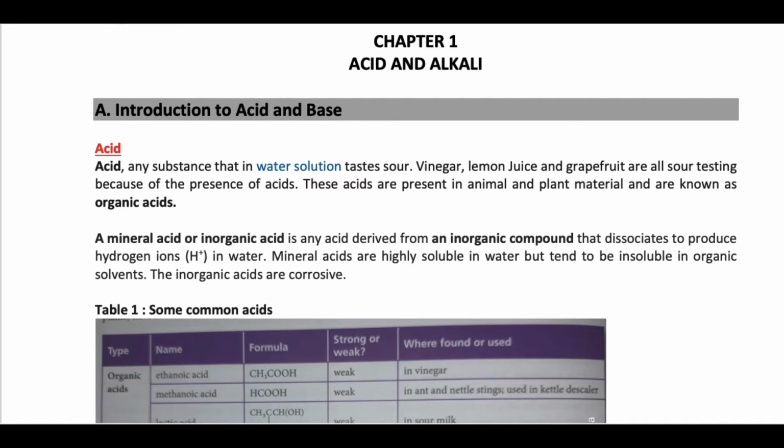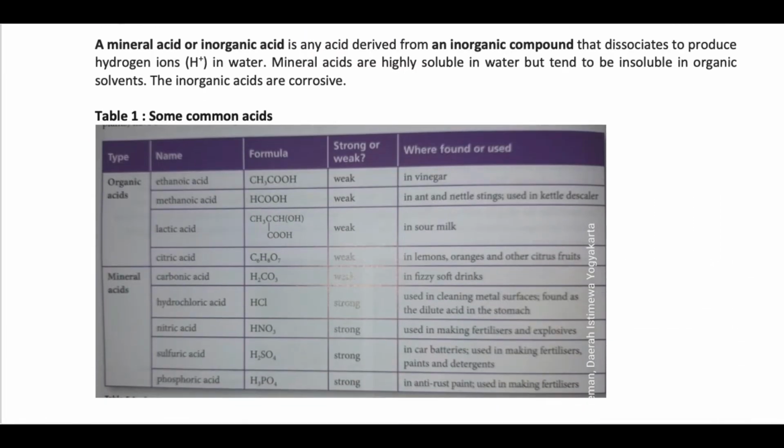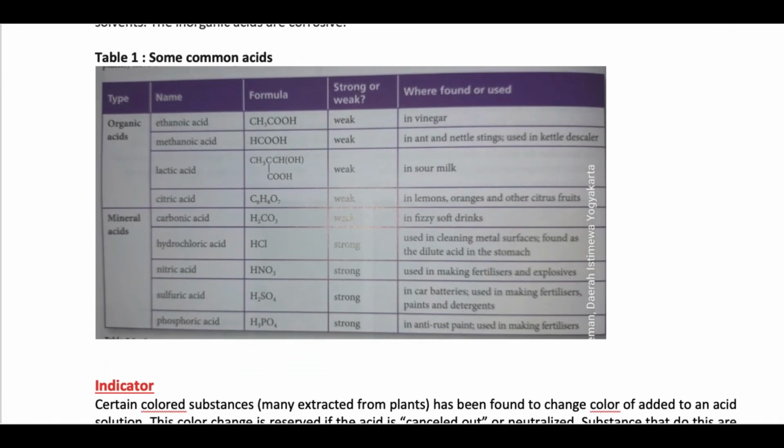Okay. Below are some common acids. Ethanoic acid, we can find it in vinegar. Methanoic acid, we can find it in ant and nettle stings. Lactic acid, we can find in sour milk. And citric acid, we can find in lemons, oranges, and other citrus fruits.